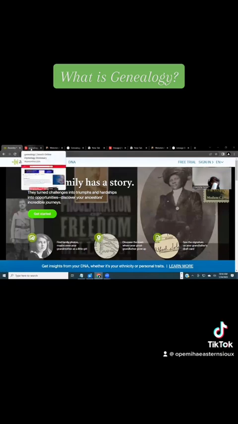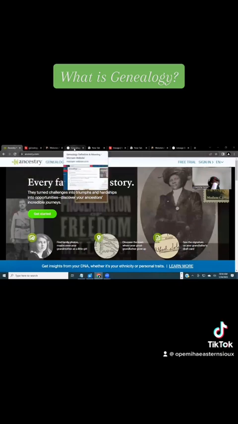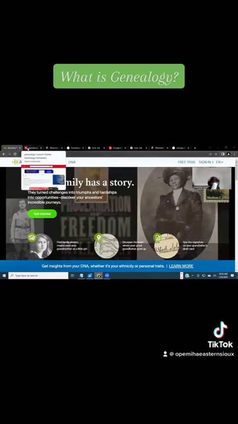So genealogy, what I did is I pulled it up in the Etymology Online Dictionary, Webster's Dictionary, and I even did the Merriam-Webster online dictionary, just so we could have three different kinds of timelines here. So let's get into the etymology of genealogy. So let me pull that up real quick.